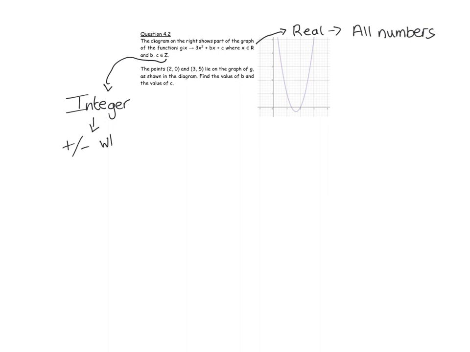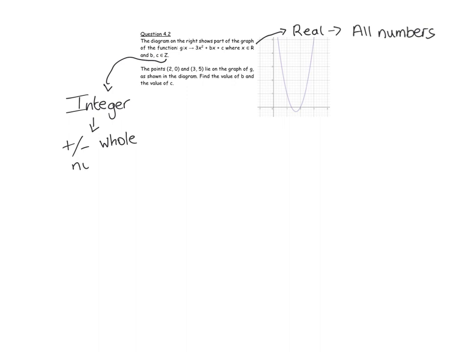Now the next example is question 4.2. And it says the diagram on the right shows the graph of the function g of x, where g of x is 3x squared plus bx plus c, where x is an element of R and b, c are an element of Z. Now, remembering that R stands for real numbers, and real numbers are all numbers. And Z here, I'm hoping you're aware that Z is what we call an integer. And an integer is positive or negative whole numbers.